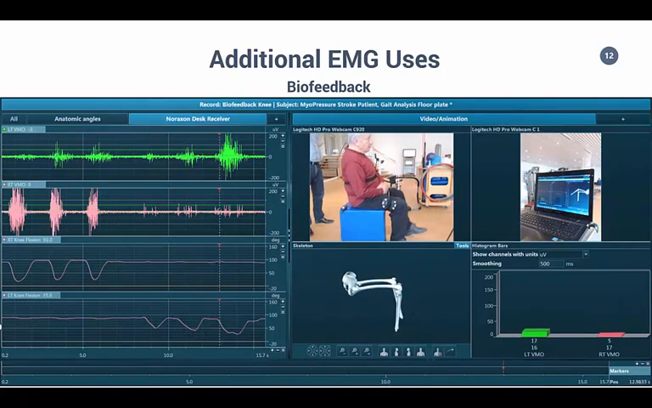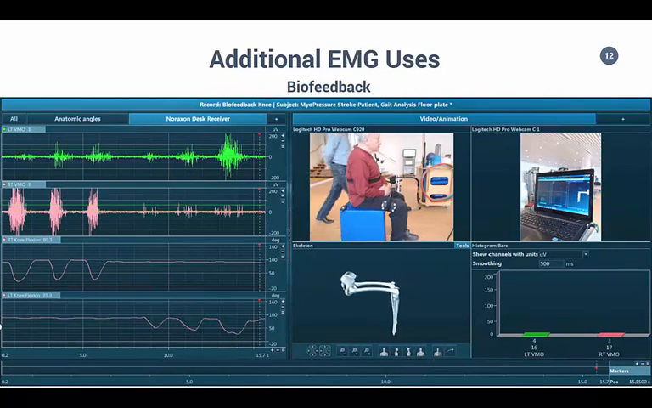It's these applications that make EMG such an incredible technology to use for so many different applications.